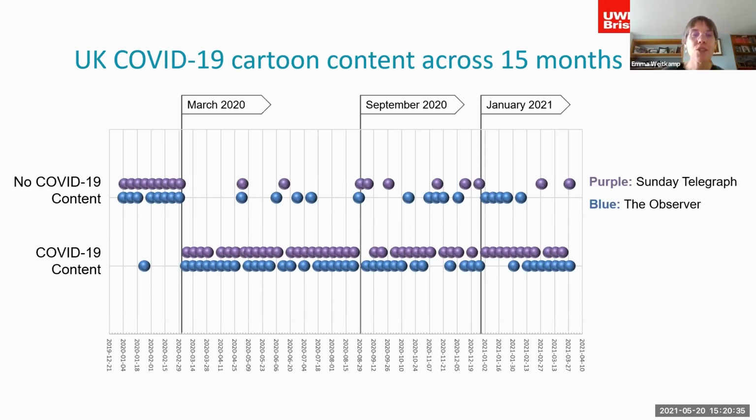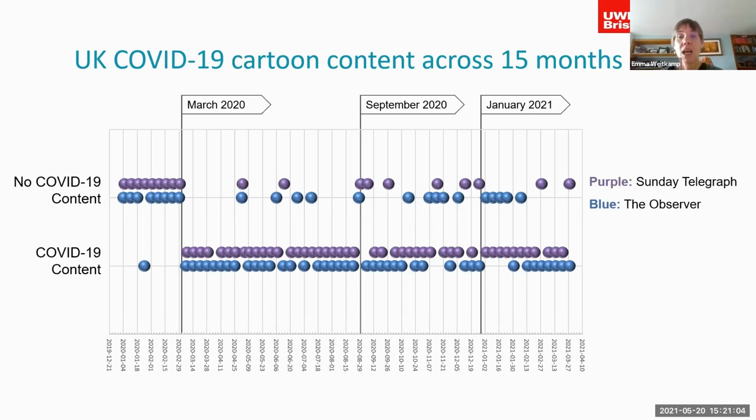There's a little bit of a blip in October, November, when there are a few cartoons that reference the US presidential election. There's a couple of cartoons around that time, particularly in The Observer. And then as we get into the early part of January, The Observer took a small break, but the Sunday Telegraph has continued, and practically all the cartoons, even right up through the end of March, have had some sort of COVID content.